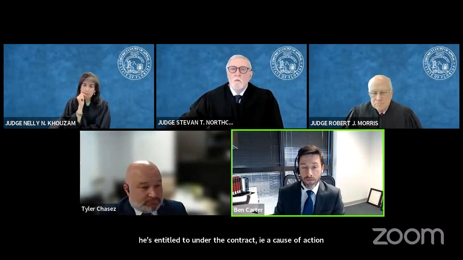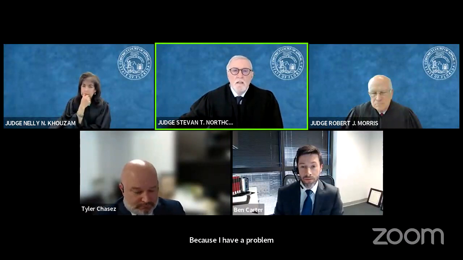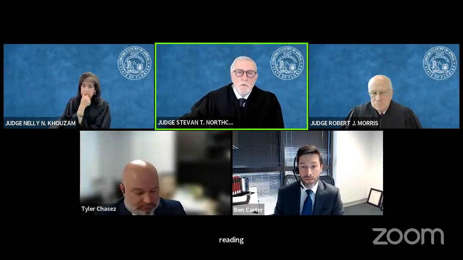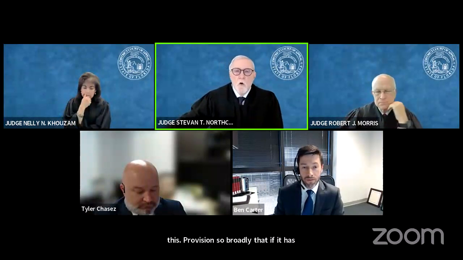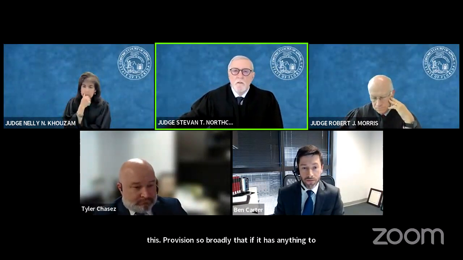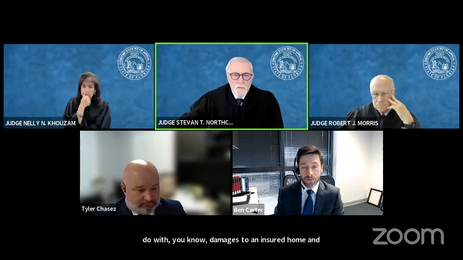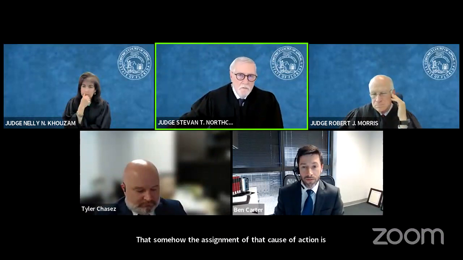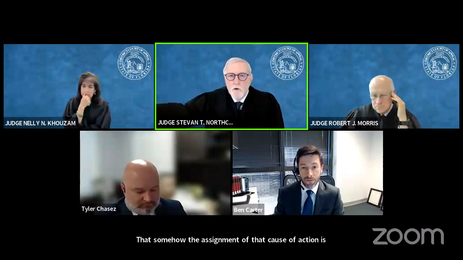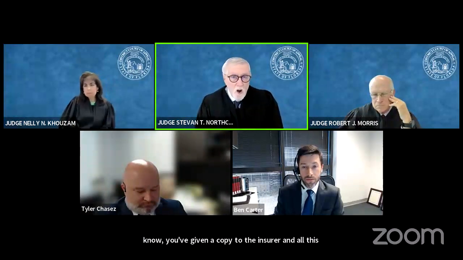I have a problem reading this provision so broadly that if it has anything to do with damages to an insured's home and trying to recover money for that, somehow the assignment of that cause of action is going to be invalid under this contract unless you've given a copy to the insurer and all of this ahead of time. I mean, that language just isn't that broad.